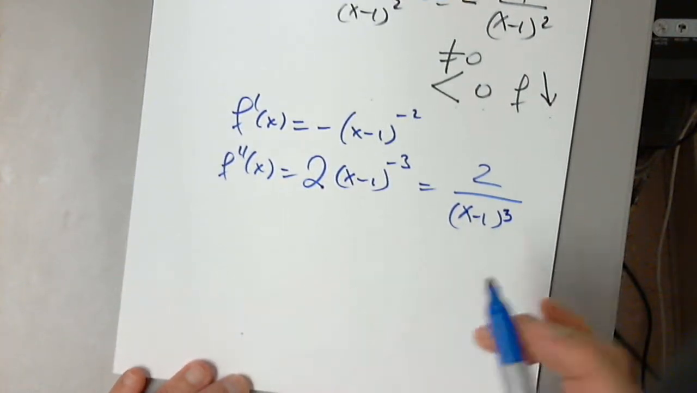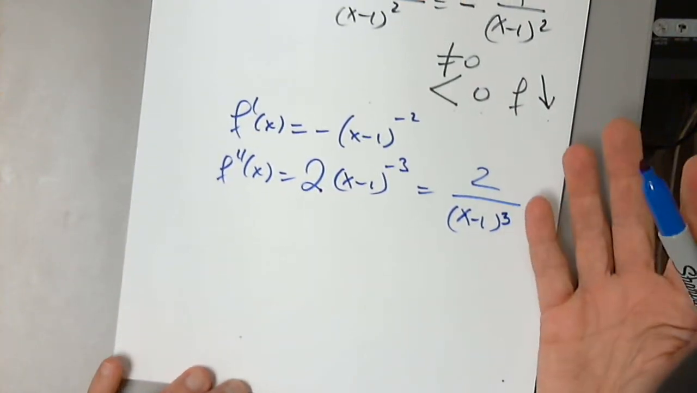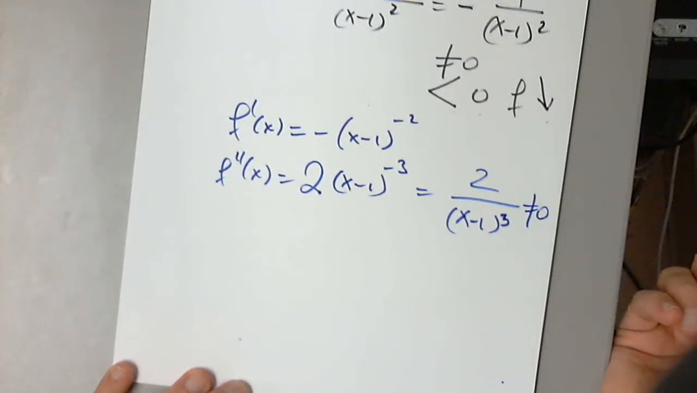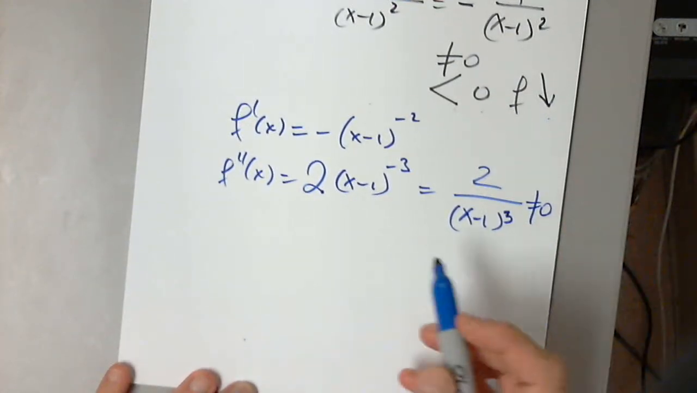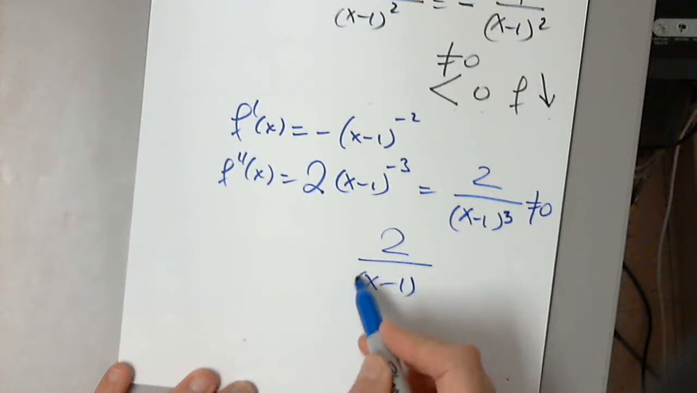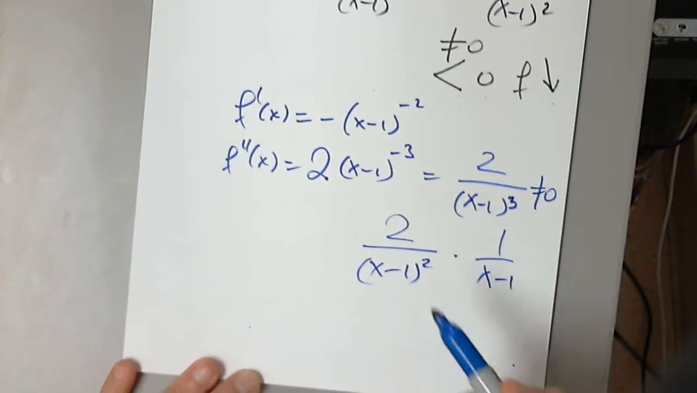I need to study the sign. This can be positive or negative, but definitely can never be 0. There are no inflection points. But when I study the sign of this function, I look at it like this.